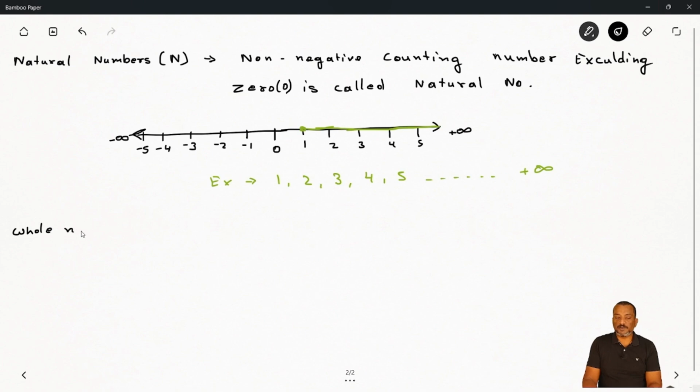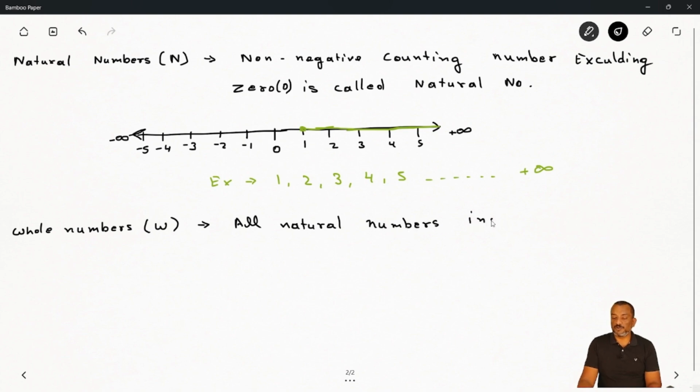Okay, whole number, if I will talk about, whole number is represented by capital letter W. Okay, so if I will say all natural numbers including 0 are called whole number.